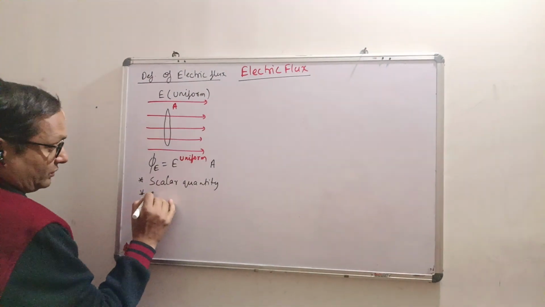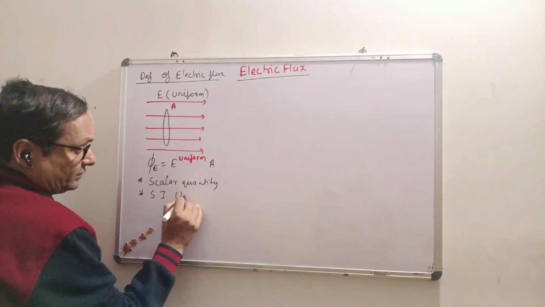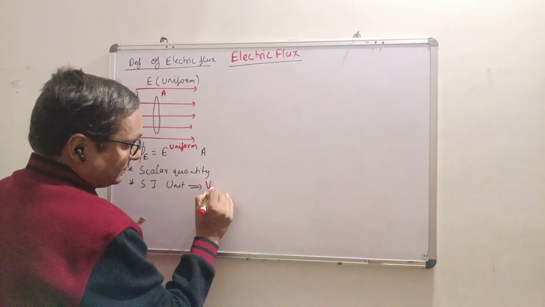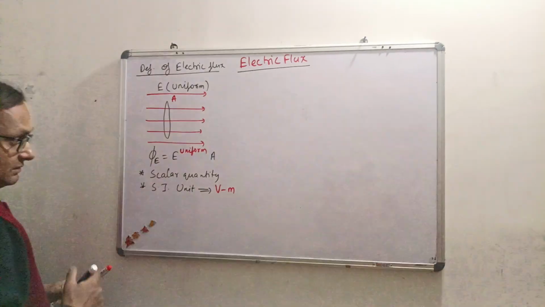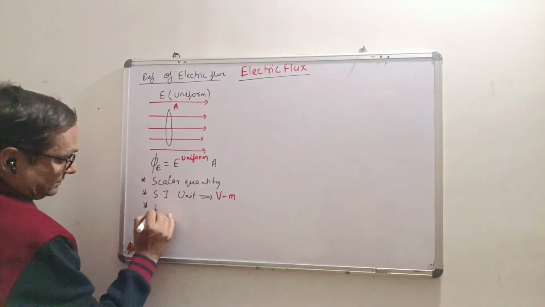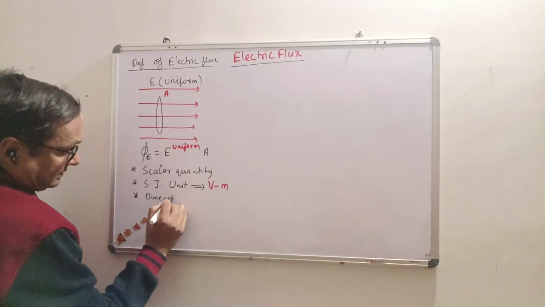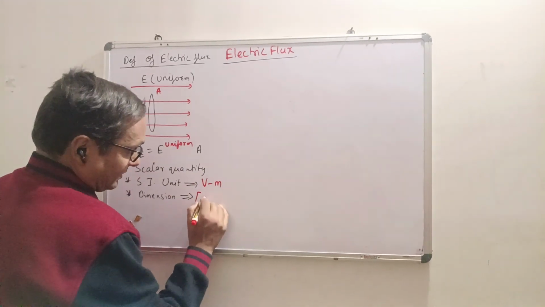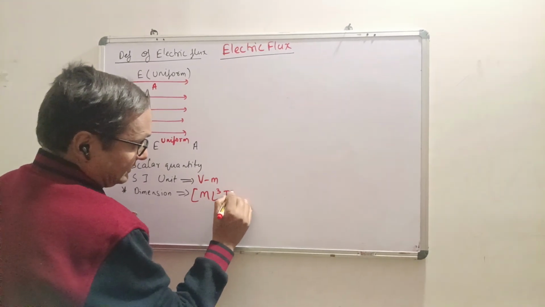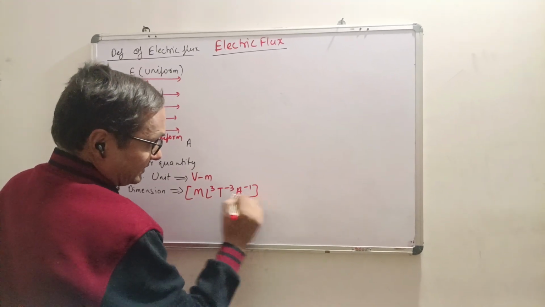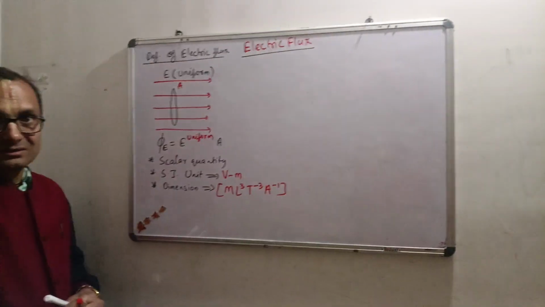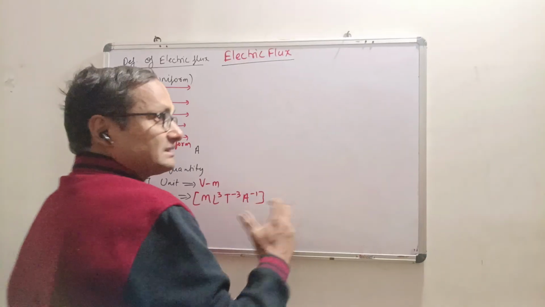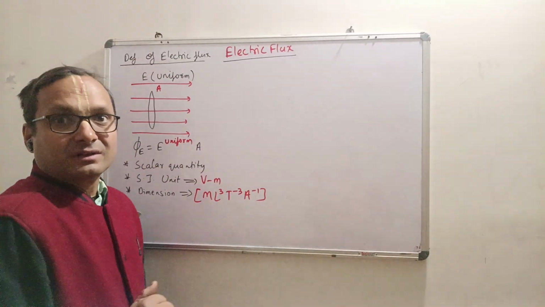Second, its SI unit is volt meter. Third, its dimension is M L cube T minus 3 A minus 1. This is the concept of electric flux. Now let's try to understand this concept by solving a question.